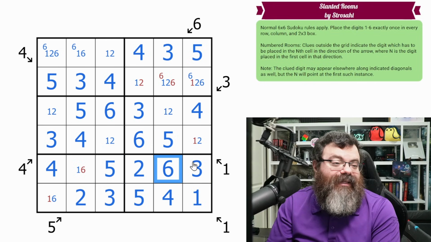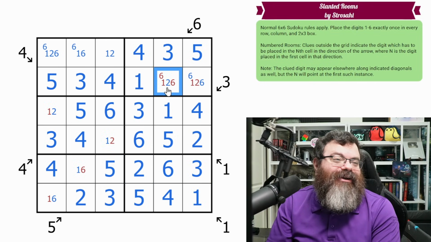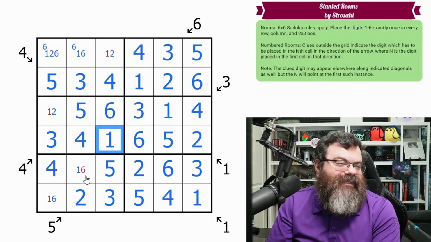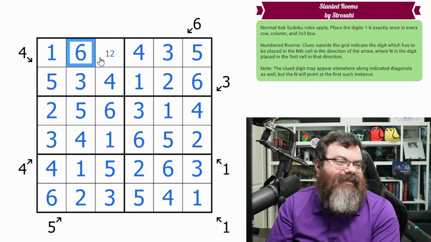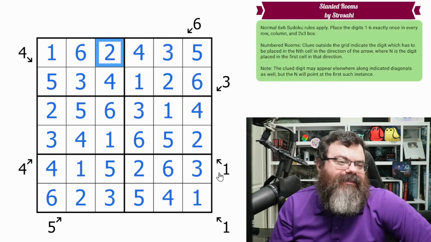All right, so that's 2 and that's 6. That's 2 and that's 1. I was really hoping it would end up being a 6, but whatever. That's 1, that's 1, that's 6, that's 2, that's 1, 6, and 2. All right. Cool puzzle, Strosahl.